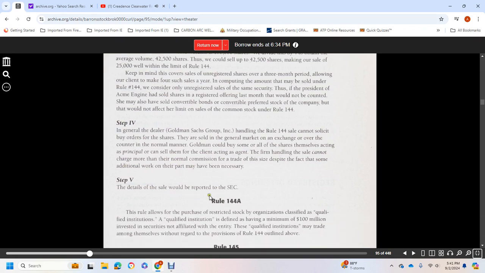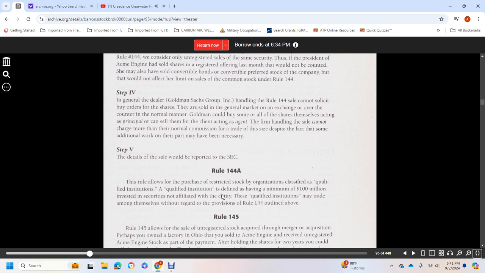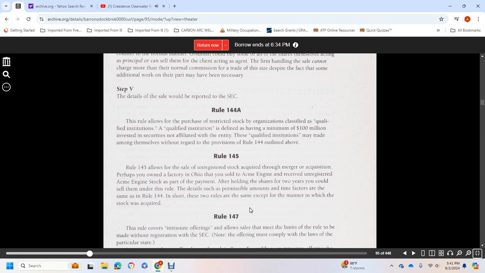Step 5. The details of the sale would be recorded with the Securities Exchange Commission. Rule 144 rules allow the purchase of restricted stock by an organization classified as a qualified institution, defined as one having a minimum of $100 million invested in securities not affiliated with it. Any qualified institution may trade among themselves without regard to the provisions of Rule 144 outlined above.